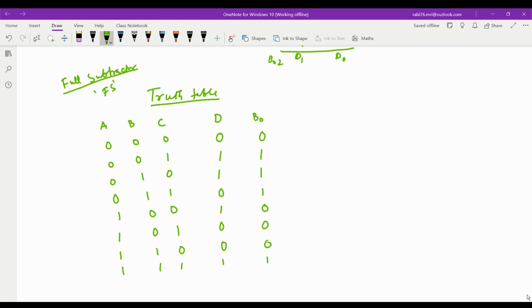So this is the truth table for the half subtractor circuit. Now the Boolean expression. What will be the Boolean expression?